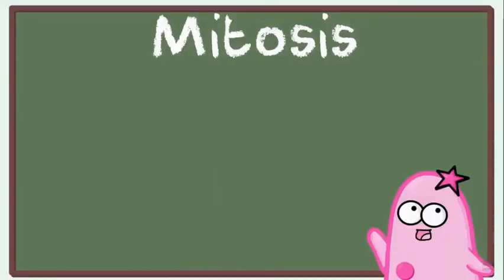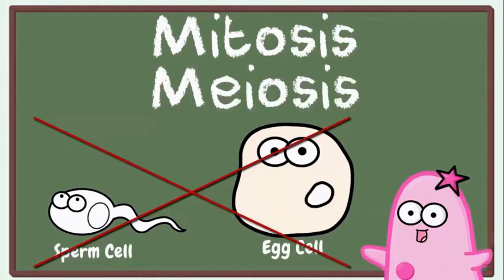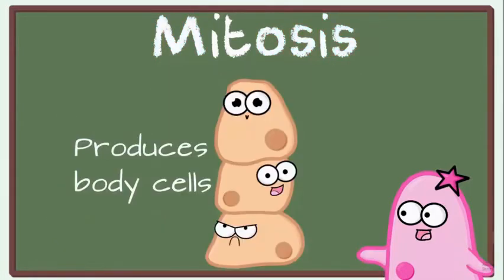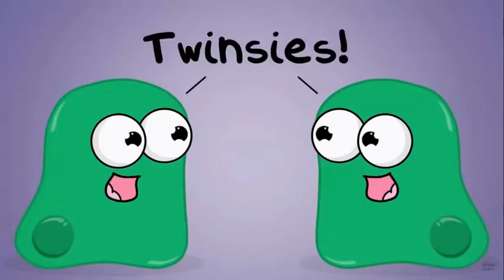Now, it's really important to understand what it is not. Mitosis is not a process that makes sperm or egg cells because that's something different called meiosis, which sounds like mitosis, unfortunately, but it's a different process. Mitosis is done to produce body cells. Mitosis makes identical cells. That is the goal, identical cells.